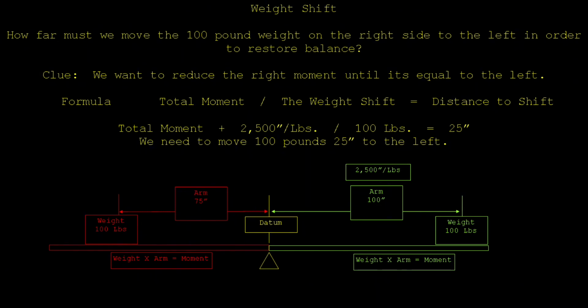2,500 inch-pounds divided by 100 pounds equals 25 inches to the left, which gives us a right arm of 75 inches.